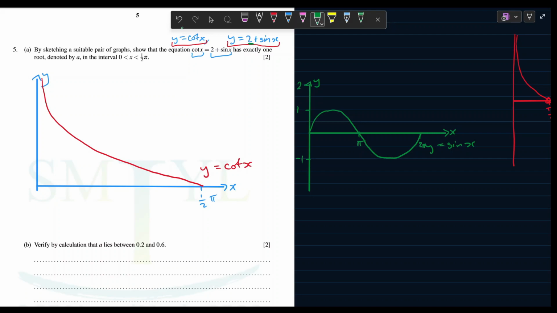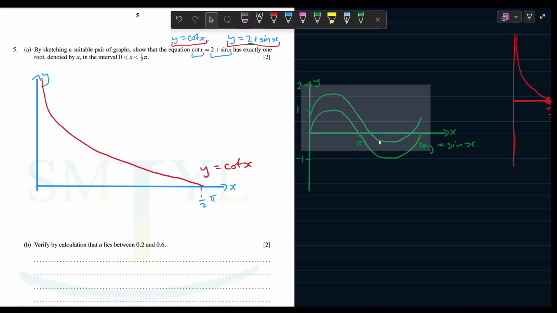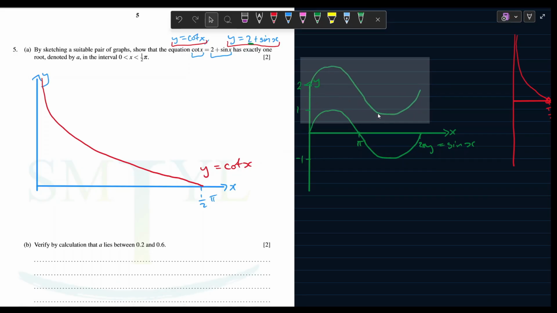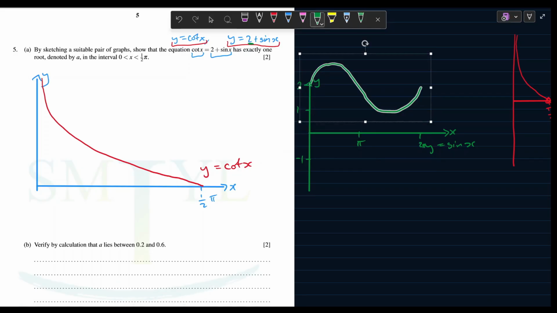So y is 2 would be there. So you're just shifting your curve upwards in the y-axis by 2 units. So it comes right there. And notice we are going up to half pi. So half pi would probably be somewhere here. So 1/2 pi. Okay. So let's assume that our 2 is somewhere here. It means we only want this part here. That's what we're looking at.